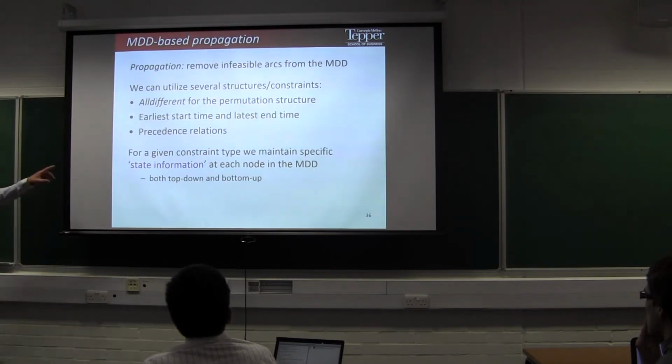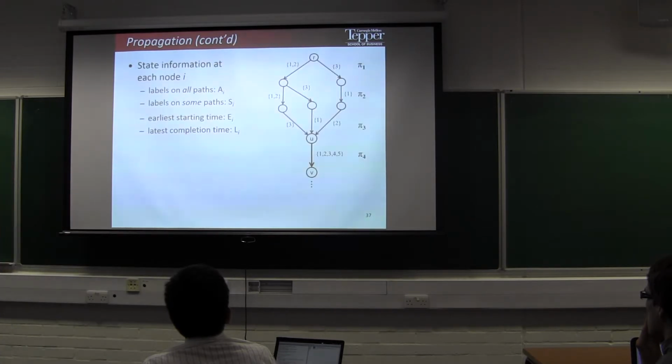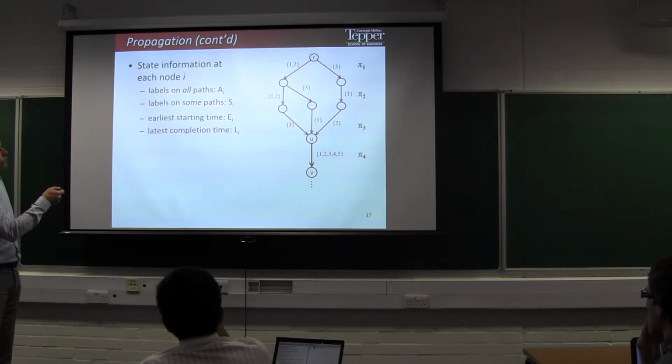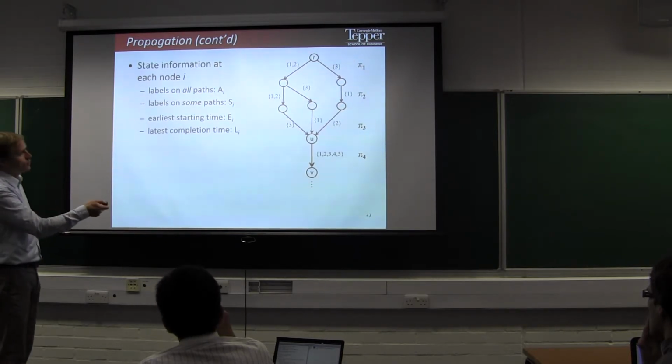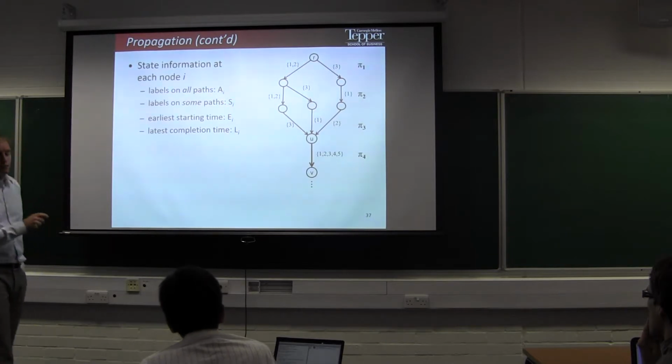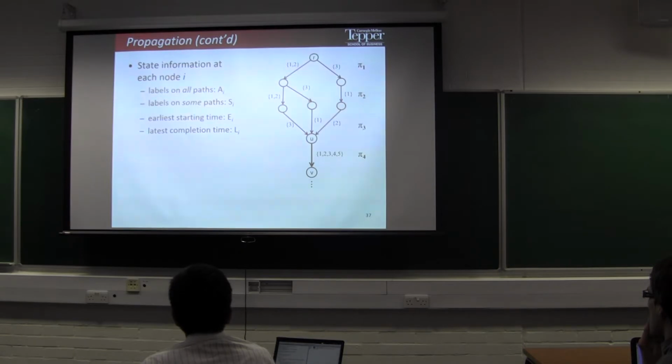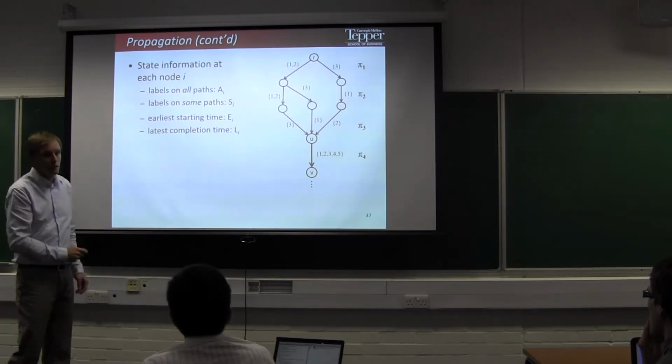So the state information I'm going to need is the following. I want to know which are the jobs that have been processed so far, and what is the earliest starting time they might complete. So that's exactly what I have in these states. The labels that occur on all the paths is going to be A of i for state i. The labels that occur on some paths into a state, for example U, is S of i. I'll show you more details later. I'm also going to maintain the earliest and latest completion time, or starting time and completion time, for each state.